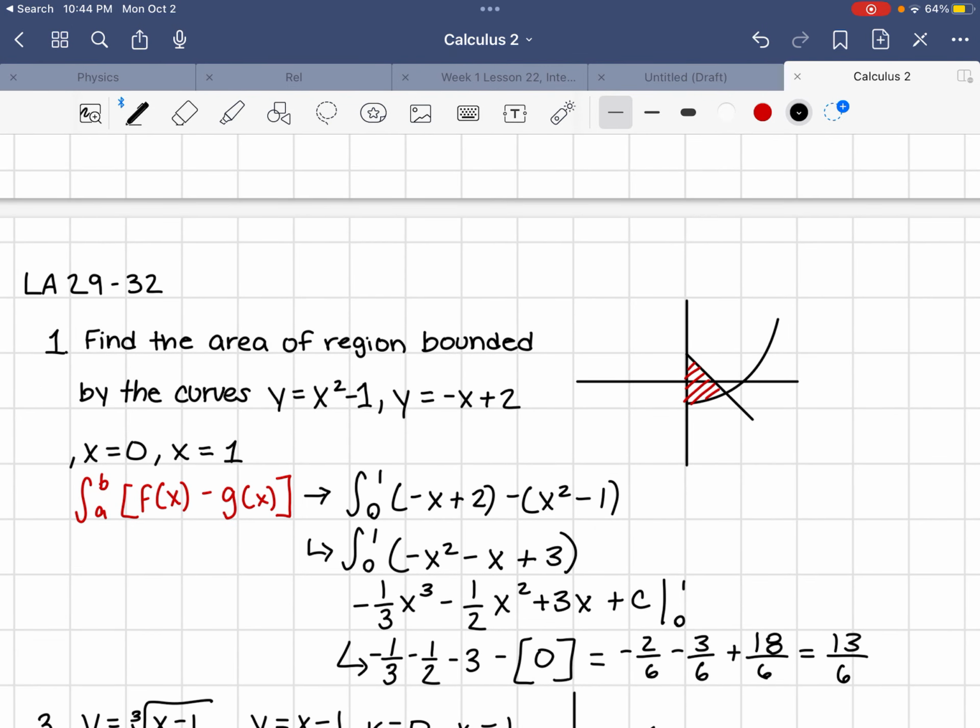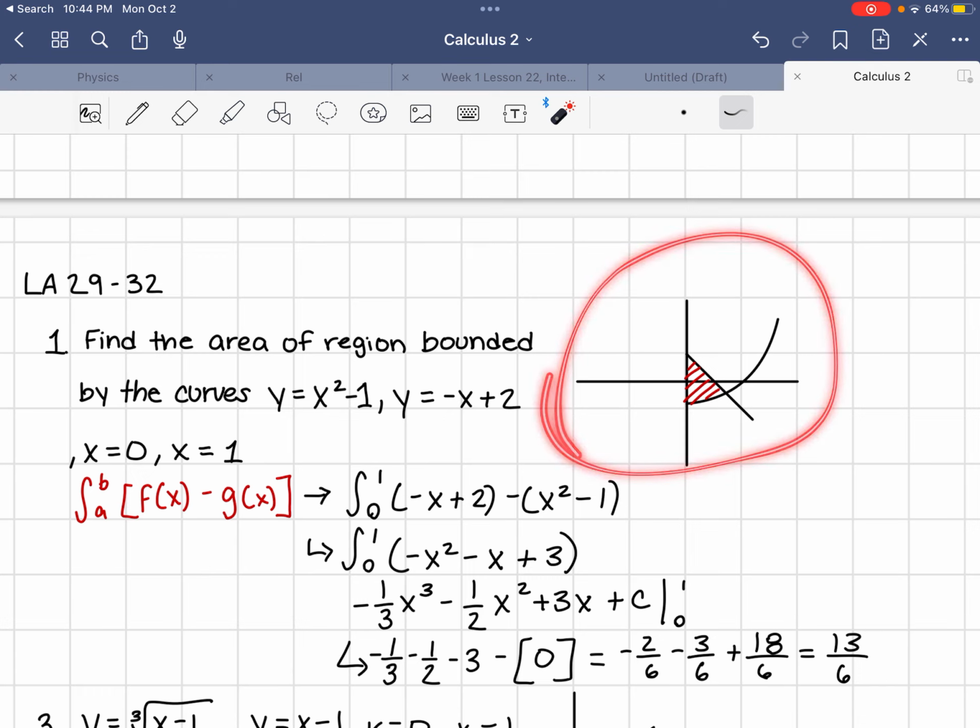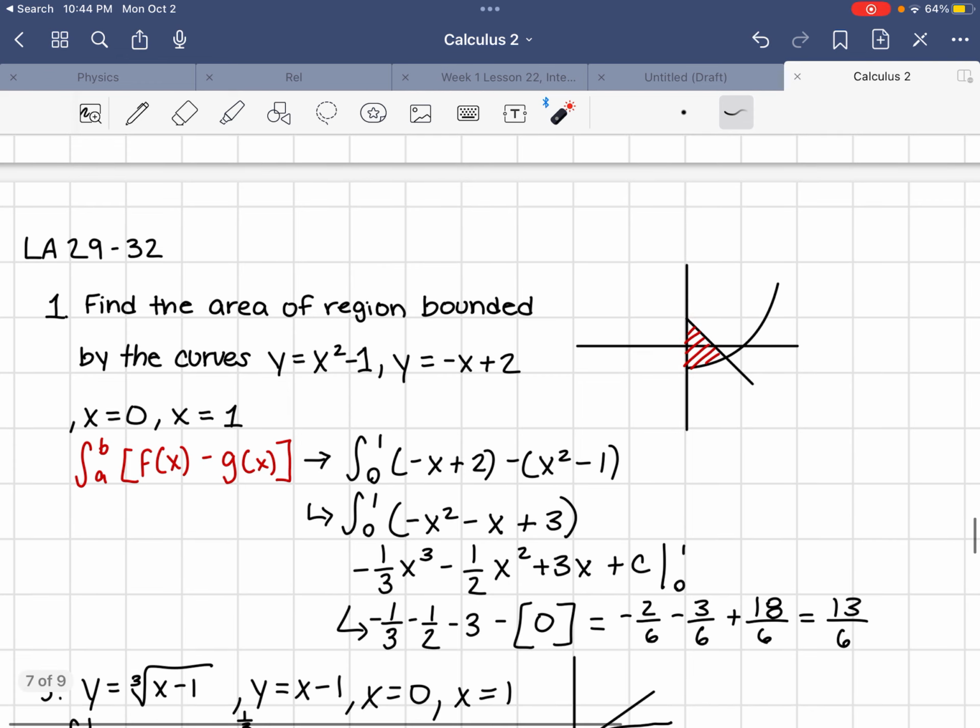So in this question, it's find the area of the region bounded by the curves y equals x squared minus 1, y equals negative 2x plus 2. You can see I drew the graph here, and we're trying to find this region right here. So what I do is use this formula right here, and it gives us a to b right here.